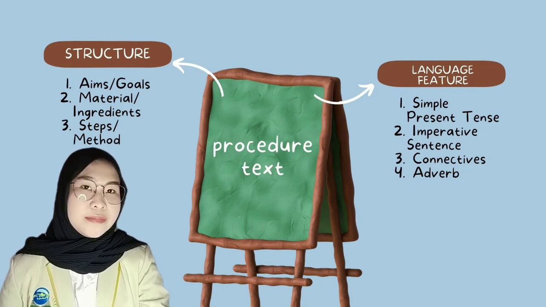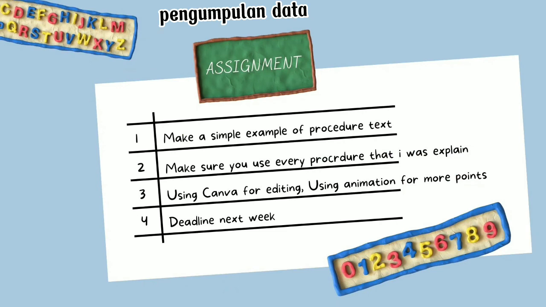So students, this is your assignment. Please make a simple example of procedure text and make sure you use the structure and language features, ya. Use Canva for editing and use animation, please, for more points for a high score. The deadline will be next week.